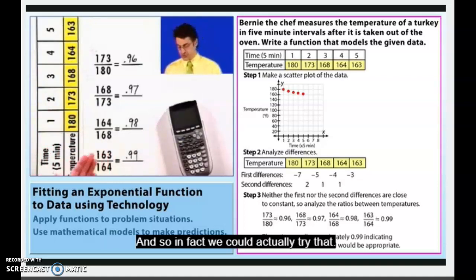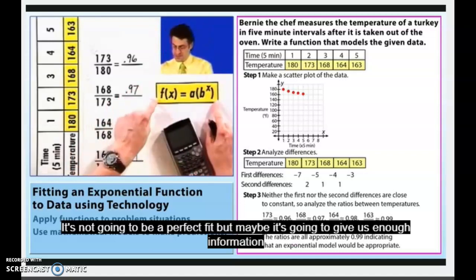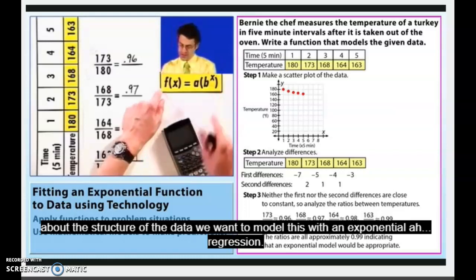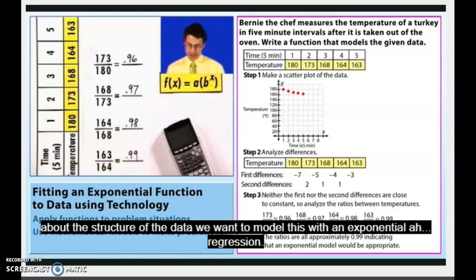And so, in fact, we could actually try that. So let's see if we can model this. It's not going to be a perfect fit, but maybe it's going to give us enough information about the structure of the data that we want to model this with an exponential regression.